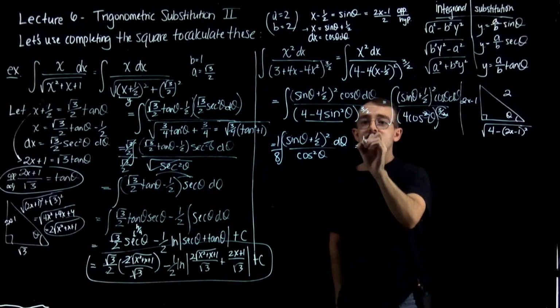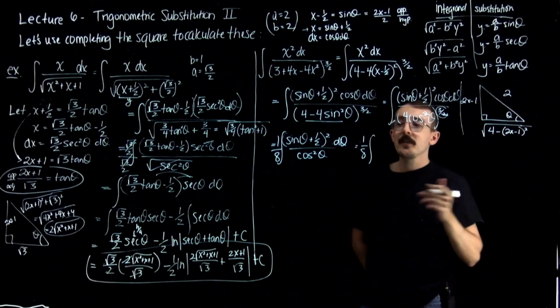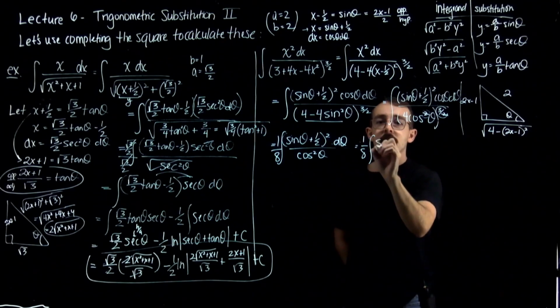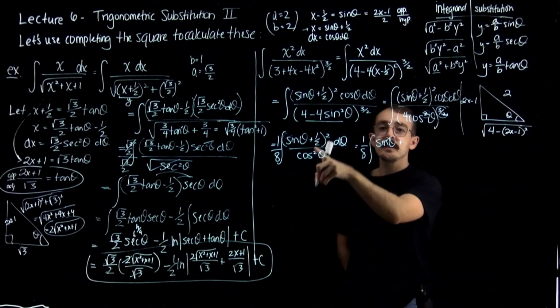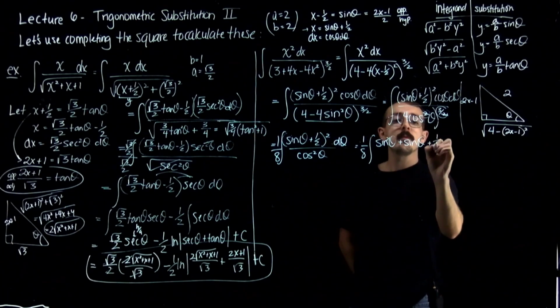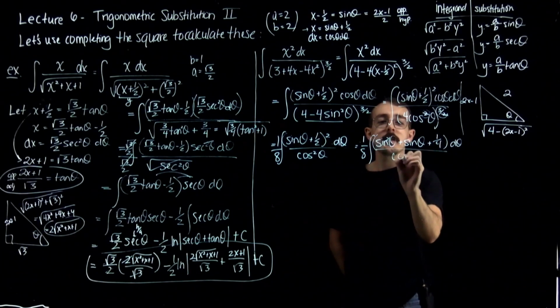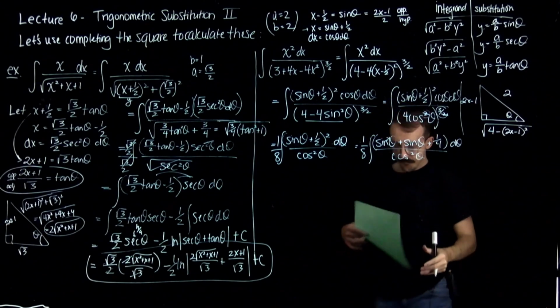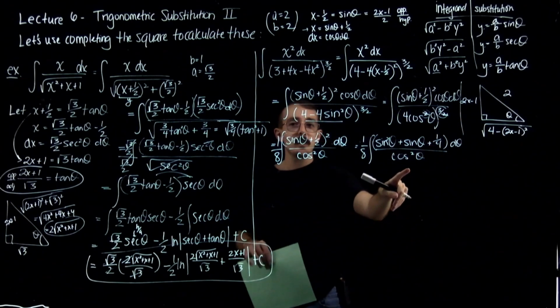OK, now from here, I don't see anything left that I can cancel, so I'm going to have to FOIL this. If you FOIL the top, it's sine squared theta plus half sine theta plus half sine theta, which is sine theta, plus 1/4 as the last term, all over cosine squared theta. The good news is everything is over one term.